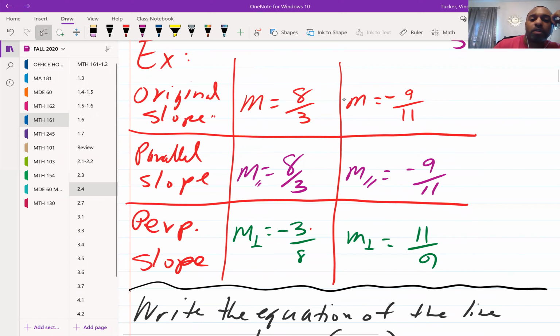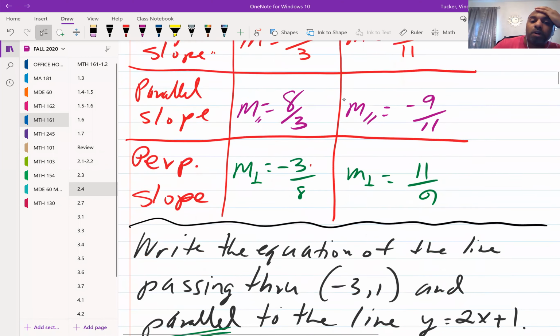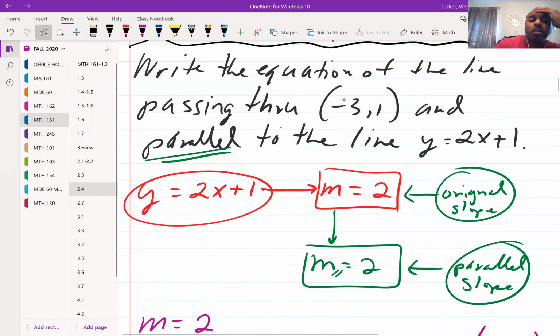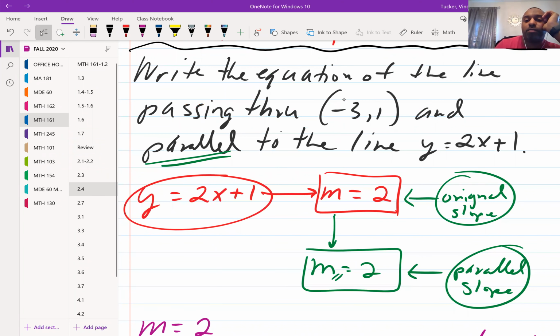All right. Before we go to an example, everybody okay? All right. So let's write the equation of the line passing through (-3, 1) and parallel to the line y = 2x + 1. We're going to write the equation of the line that's passing through (-3, 1) and is parallel to y = 2x + 1.